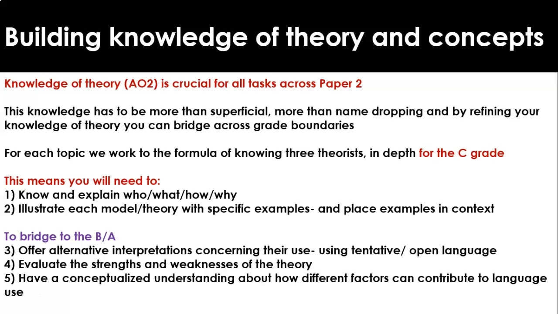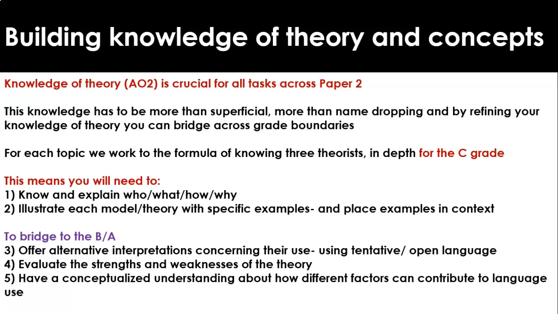Now, knowledge of theory and concepts comes under the umbrella of what we call AO2 on the mark scheme, and it is crucial for all tasks across paper 2. So in each exam task you respond to in paper 2, there are marks awarded for your knowledge and application of theory. And this knowledge, therefore, has to be more than superficial. It has to be more than name dropping. And by refining your knowledge of theory, you can bridge across grade boundaries quite quickly.